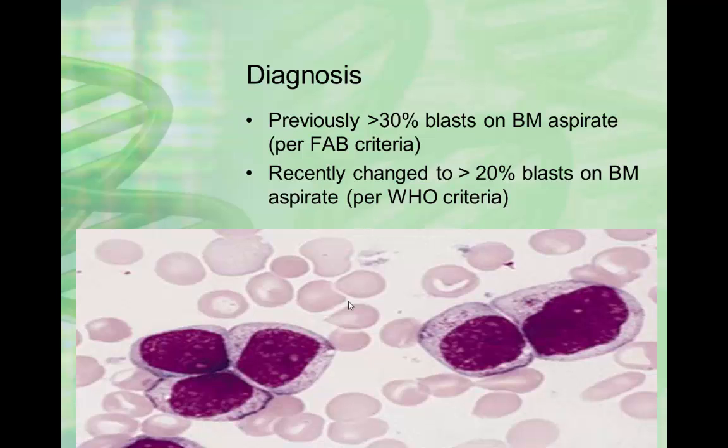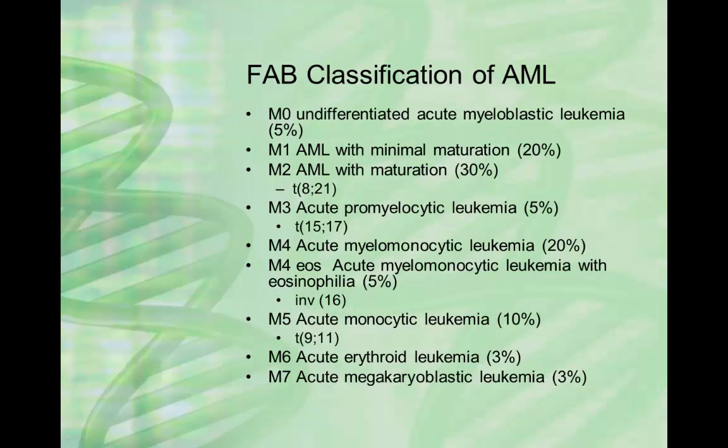Diagnosis is basically done by the presence of more than 30% immature cells in a bone marrow aspirate, which is 30% or more. We're going to discuss the FAB criteria and the WHO criteria as well. So basically, the presence of blasts at the level of the peripheral smear. They should not be present because those are immature cells.